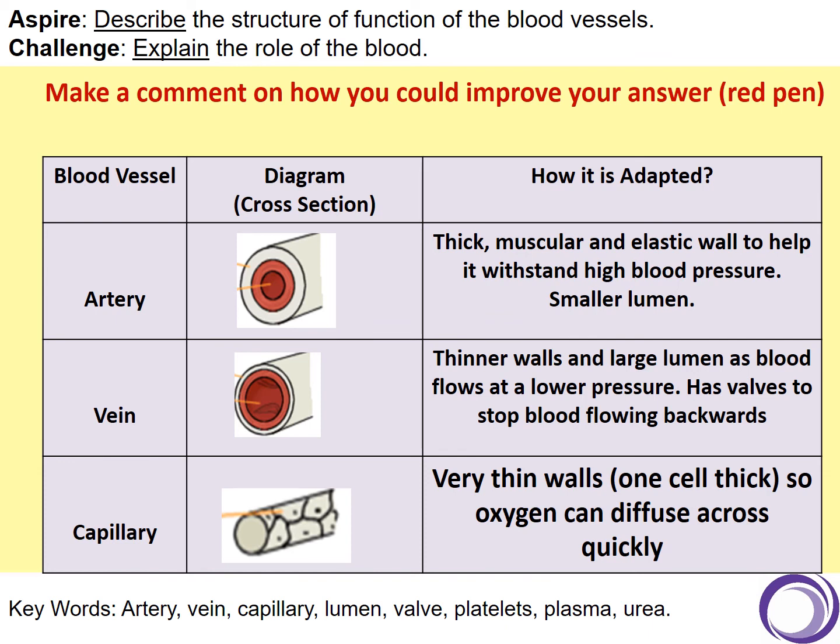So how is it adapted? An artery has thick, muscular, and elastic walls to withstand high pressure, and it has a small lumen. The vein has thinner walls and a large lumen, so it's a nice low pressure, but it has valves. Please remember that one's quite key, and that stops the backflow of blood. And then the capillary has very thin walls, only 1 cell thick, so oxygen can diffuse across and carbon dioxide can diffuse back into the blood. I'll give you 2 minutes to write any bits in that you want to write in.